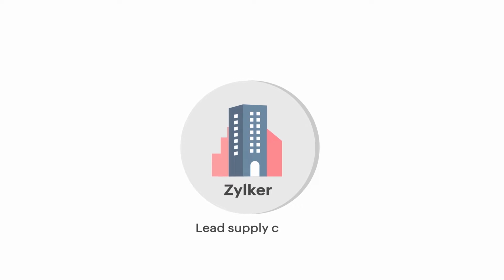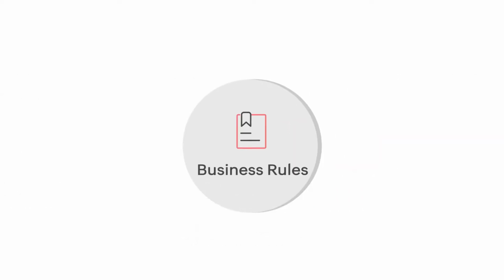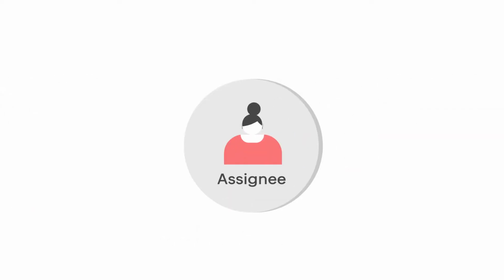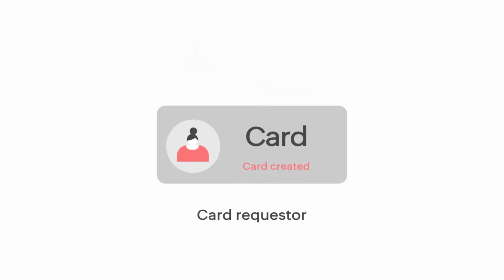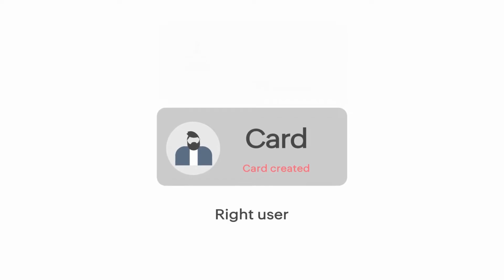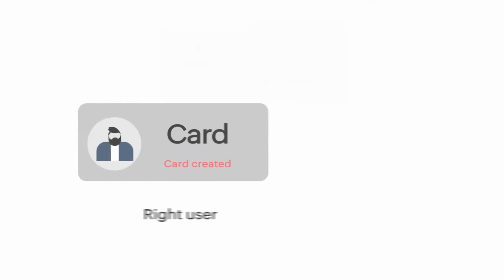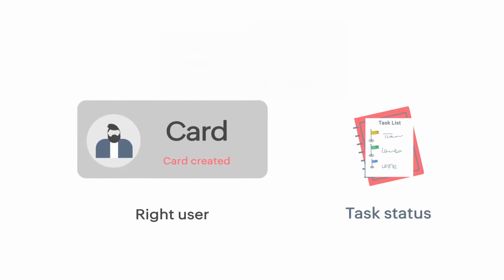Let's consider an example. Zilker, a lead supply chain management company, uses business rules to update the assignee of tasks whenever a card gets created. If a card remains unassigned, Zilker wants it to be automatically assigned to the card requester until it's reassigned to the right user. This way, the organization knows who to approach for the task status at any time.